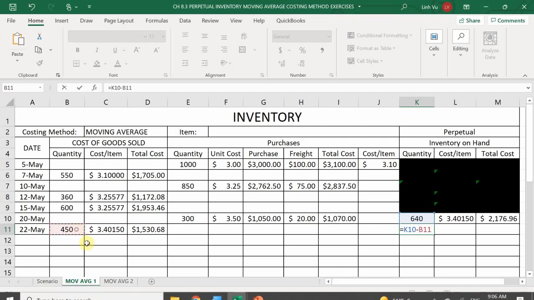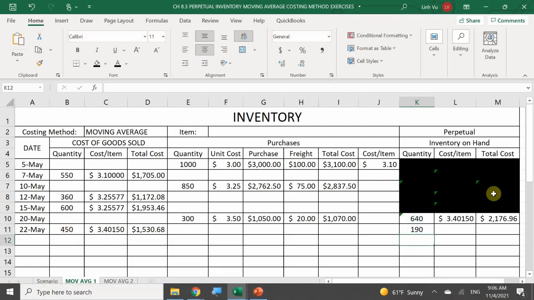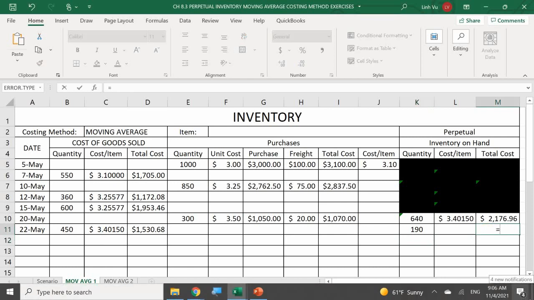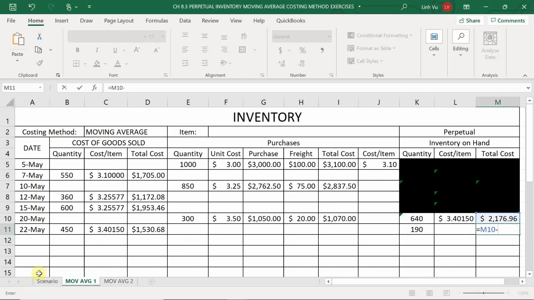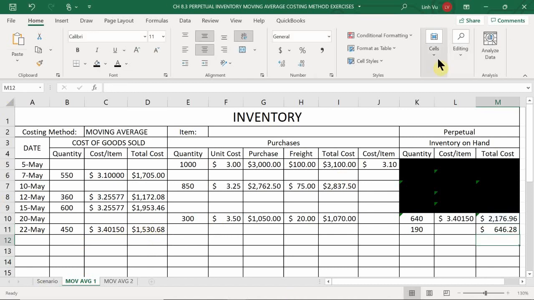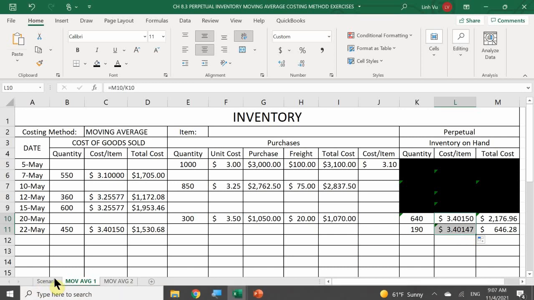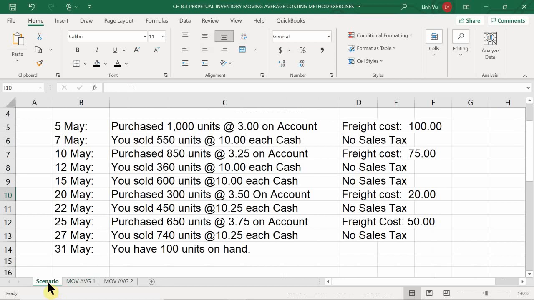So if I sold 450 units, I should have 190 left, okay? At a new total cost of $646.28. And of course, I'm going to recalculate my average cost per item, and now it has changed. It is now 3.40147. So it dropped 3,000th of a penny. Right? So then let's go ahead and see what happened next.